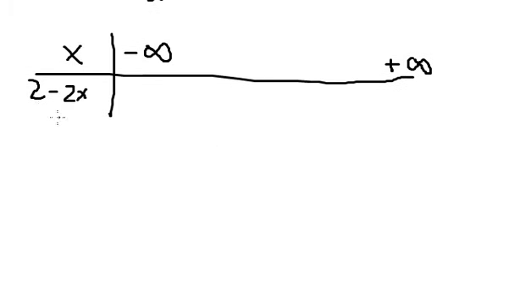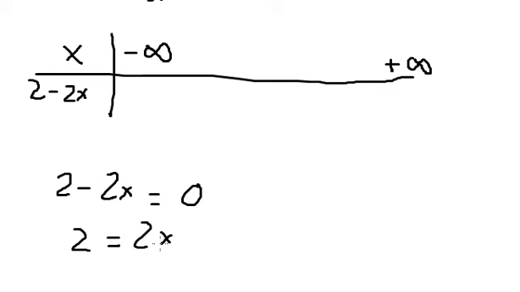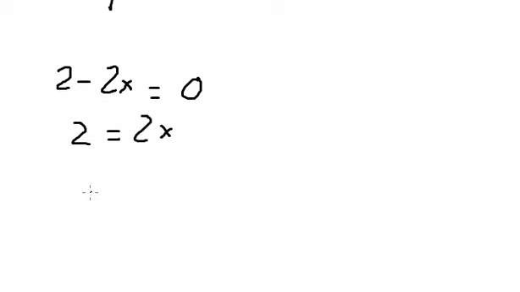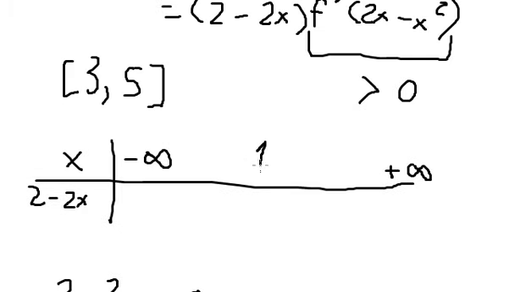So the first thing we need to do is set 2 minus 2x equal to 0. So I will move negative 2x over here. You get positive 2x, and then we divide both sides by 2, and you get 1. And then we put 1 in here. We know that this is negative 2. Negative 2 is smaller than 0. So the sign of this one should be negative. And this one you get positive.